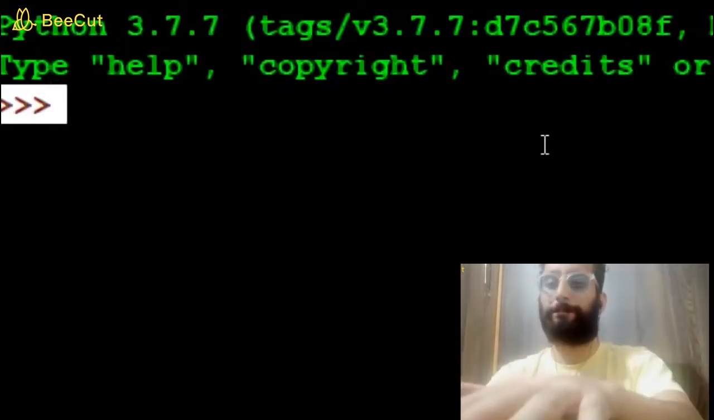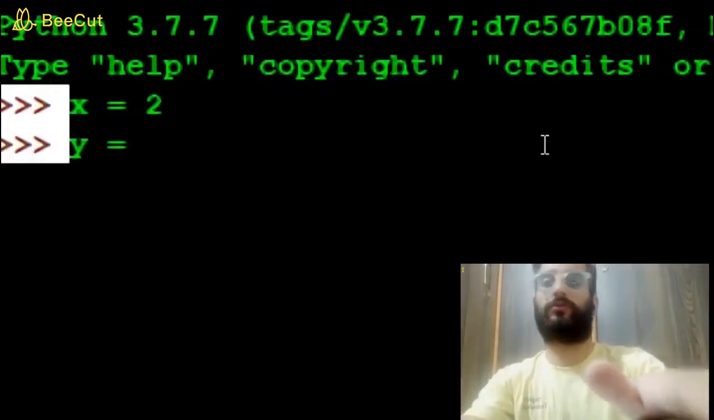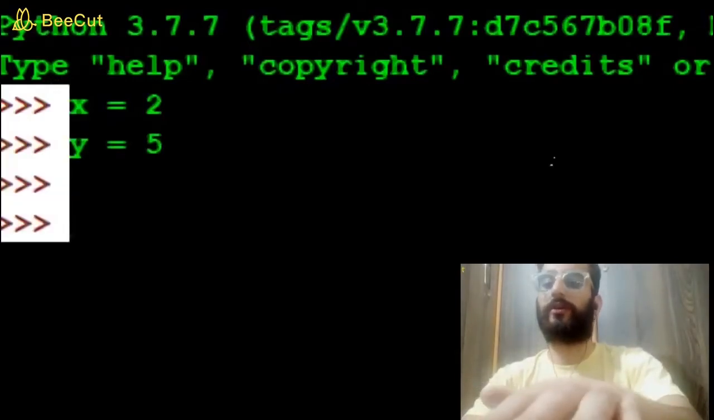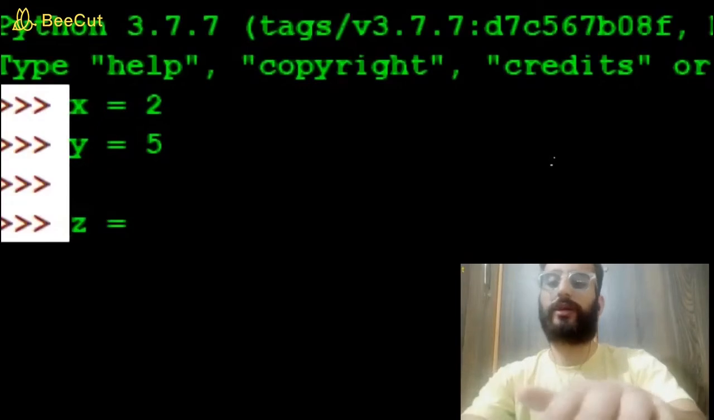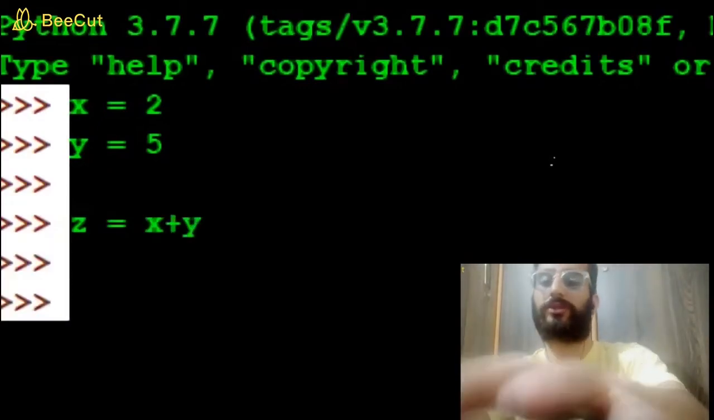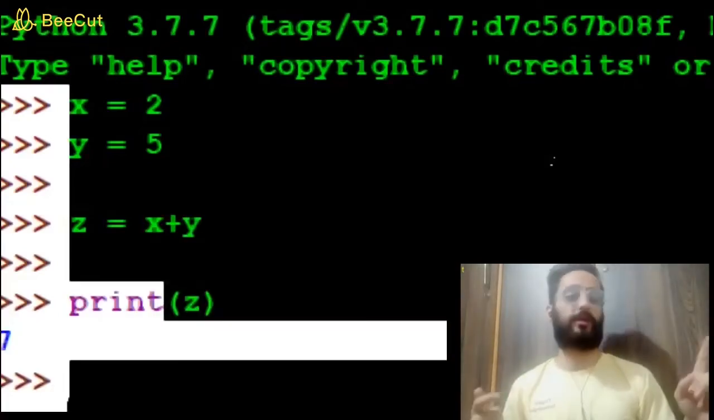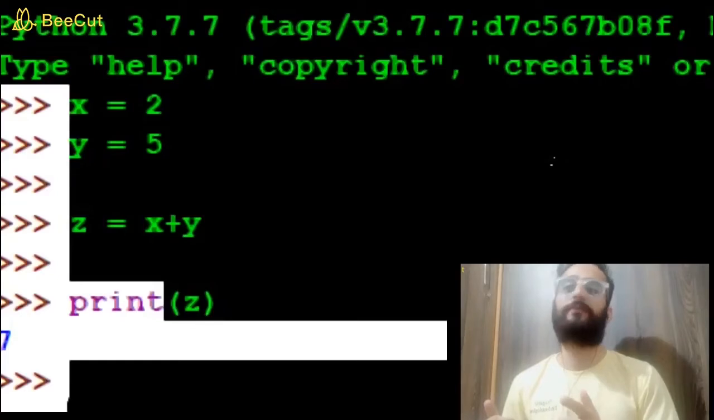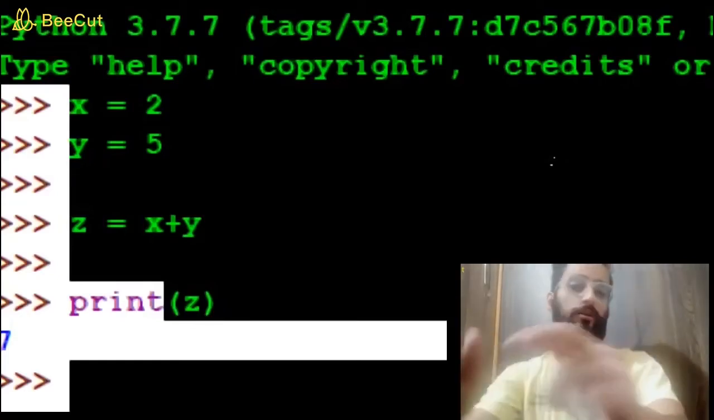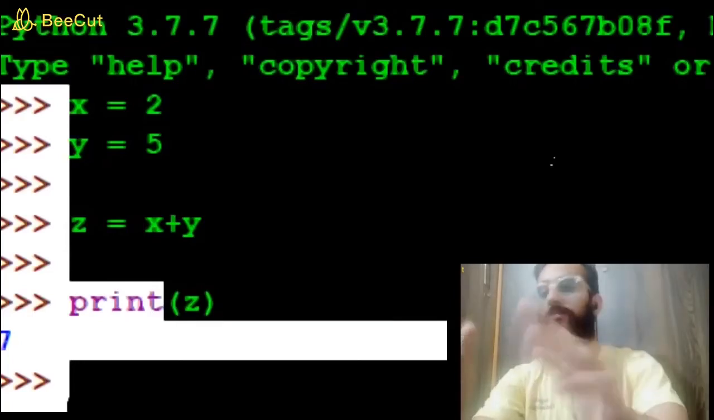Okay, so normally let's assign a value to a variable. x is equal to 2 and y is equal to 5. Now let's do z is equal to x plus y. Let's print the result. Print z. We got 7. So similar to other programming languages, addition works the same way in Python. That's subtraction, you can follow the same, just eliminate plus with the minus and that'll do.